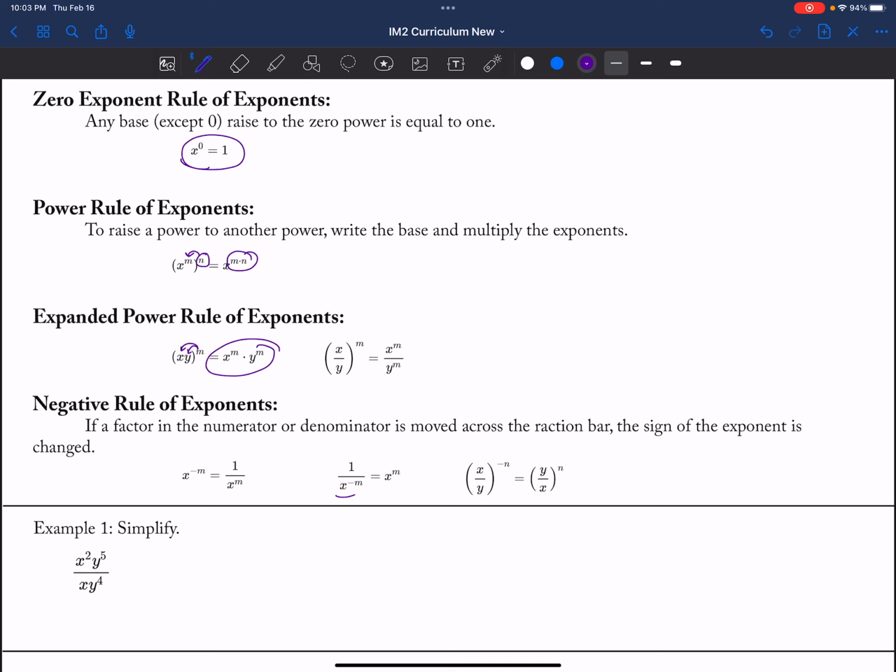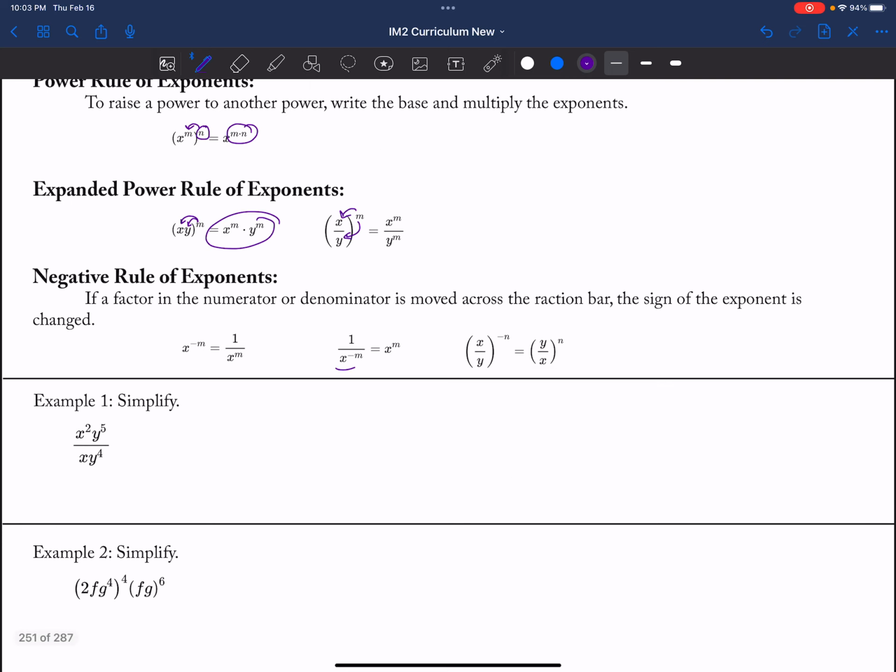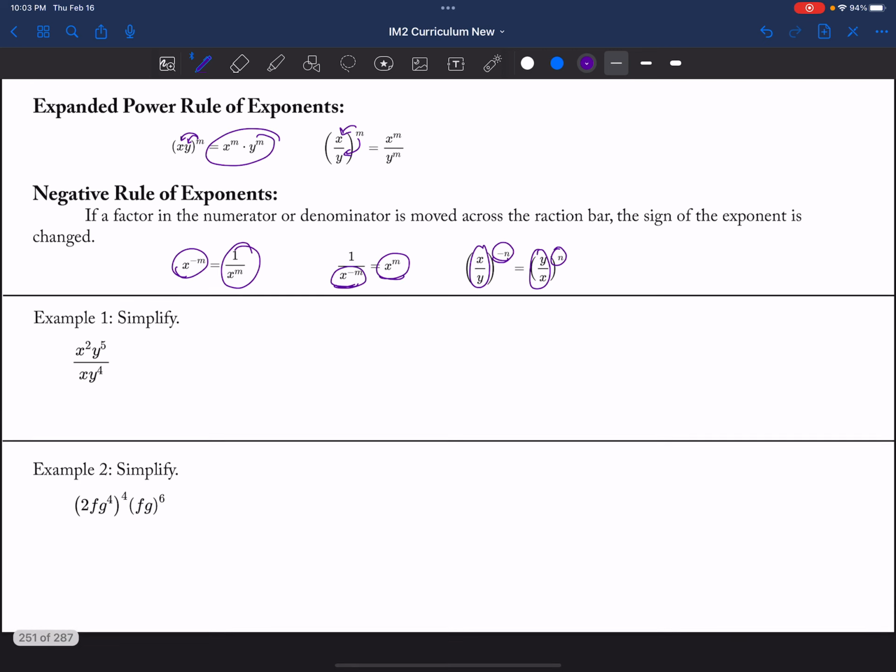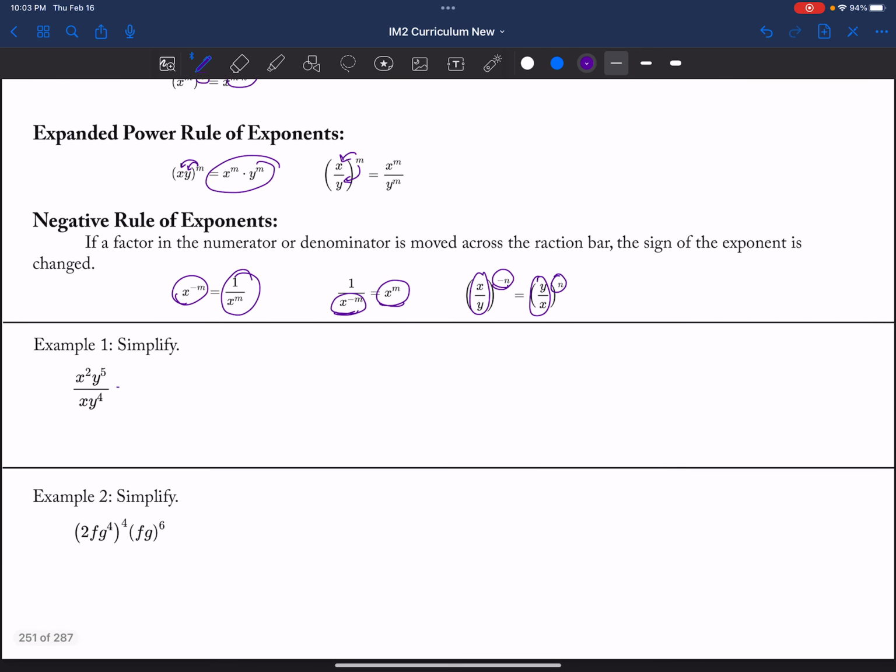So that's how I get this. Or if it's a fraction, it goes to both terms as well. If I have x to the negative exponent, it's 1 over it. A negative exponent in the bottom makes it a positive exponent in the top. And if I have a negative exponent and there's a fraction, then I can flip the fraction and then it becomes positive.